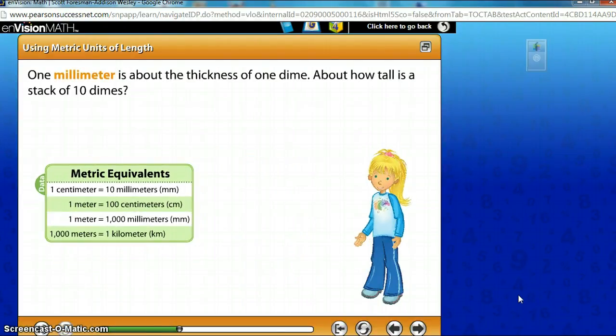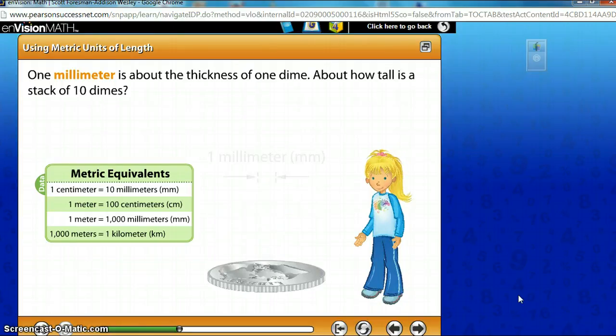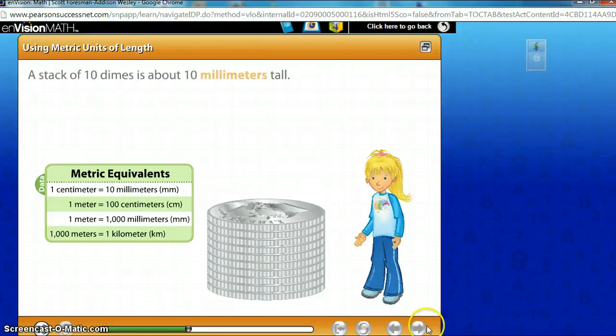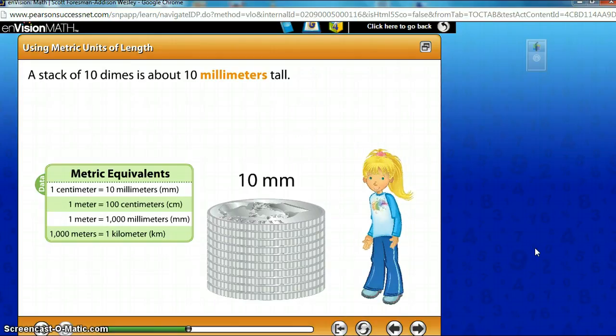1 millimeter is about the thickness of 1 dime. About how tall is a stack of 10 dimes? Ethan? 1 centimeter. Okay, it could be a centimeter because you're converting it in your head, right? Or what, Grace? 10 millimeters. A stack of 10 dimes is about 10 millimeters tall.